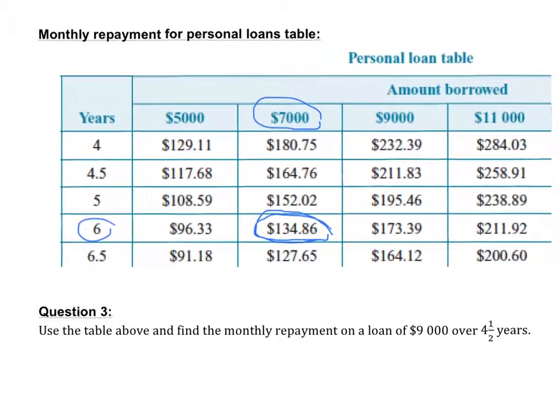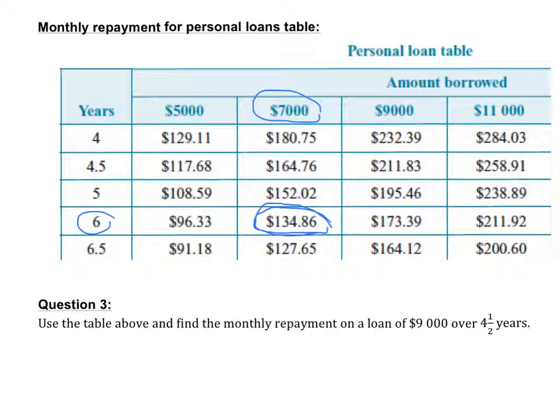You now have to use this table to answer question 3 in your exercise book, where you have to use the table to find the monthly repayment of a loan of $9,000 for 4.5 years. And that concludes the work for this part of the topic.